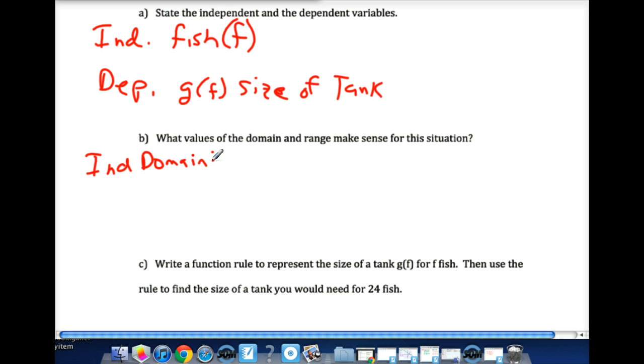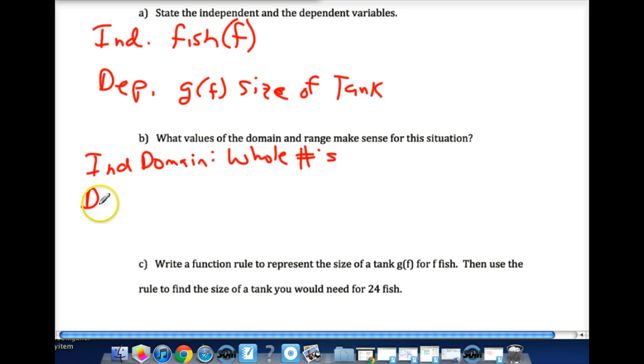what are the values that the fish could be? Can you have half a fish? Could you have a live half fish? No. Whole numbers. Could you have a negative amount of fish? No, you cannot have a negative amount of fish. You cannot have a third of a fish. Unless someone steals your fish, that's a negative fish. Your fish would not be alive anymore.